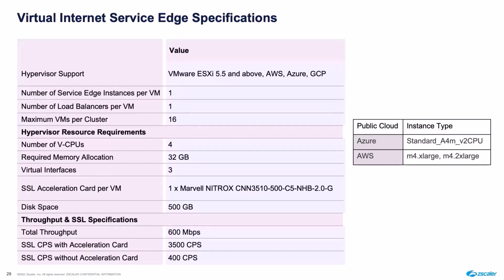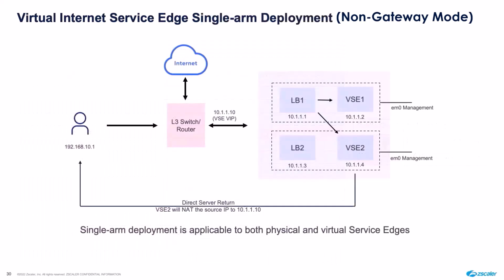There are a number of different hypervisors supported and minimum requirements for the amount of memory. There's a maximum number of virtual machines within a cluster, so I can scale this up to 16 virtual machines in a cluster. We'd recommend that there's an SSL accelerator card within the physical hardware that's dedicated to the virtual machines to enable those TLS inspection offloads for those high-order operations necessary for SSL inspection. So, with a high-throughput private service edge, we can get 600 megabits per second for full SSL inspection. 2 different deployment mechanisms.